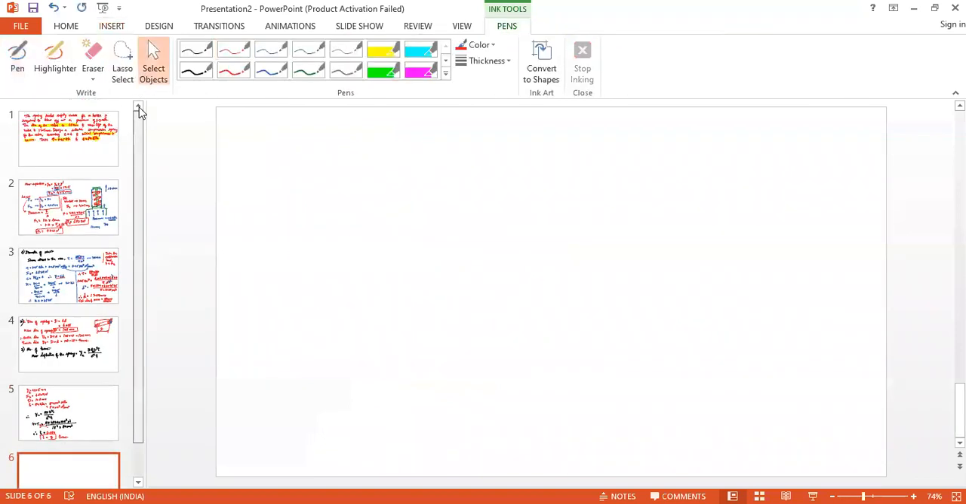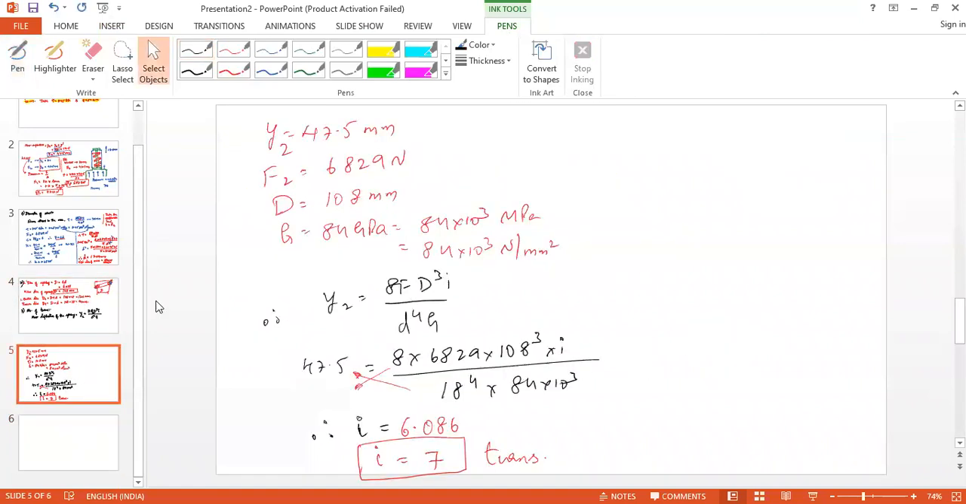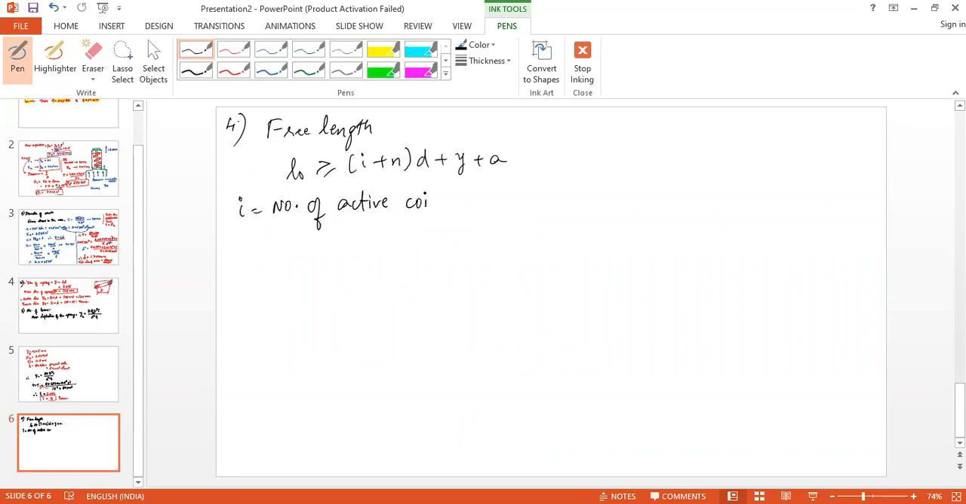Next, I'll let you know what are the different types of ends. Now fourth is the free length of the spring. Free length L0 should be greater than or equal to I plus N times D plus Y plus A. So here what is I? 7, sir. I is the number of active coils, 7.